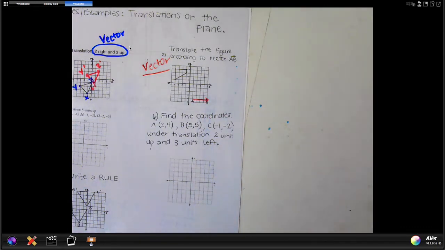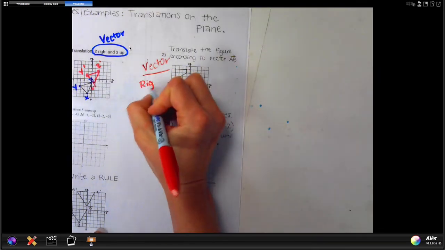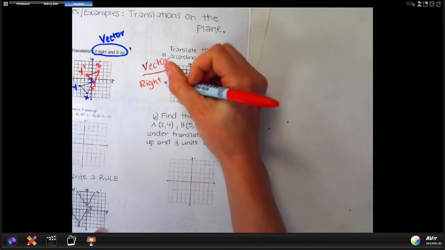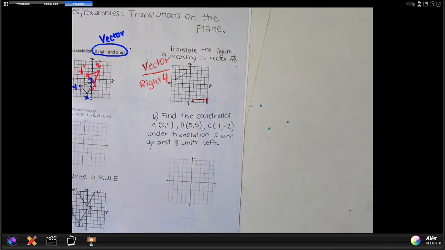Go to the right. How far? 1, 2, 3, 4. Right 4. Now, do we have to go up or down at all with this vector or not? No. Sometimes we will. If the vector is at an angle, we'll have to maybe go right 4 and up 2 or whatever that happens to be. In this case, we literally move it right 4.